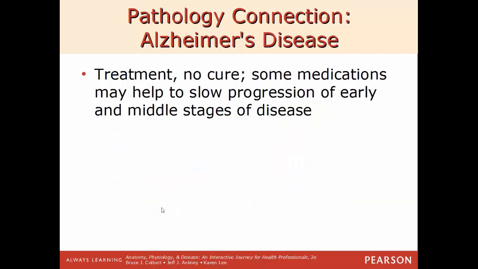There is no cure for Alzheimer's, unfortunately. There are some medications that will slow the progression of the early and middle stages, but there's no way to get rid of it. You can manage it if it's caught and diagnosed early enough.